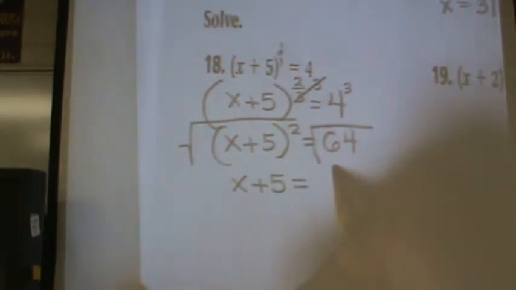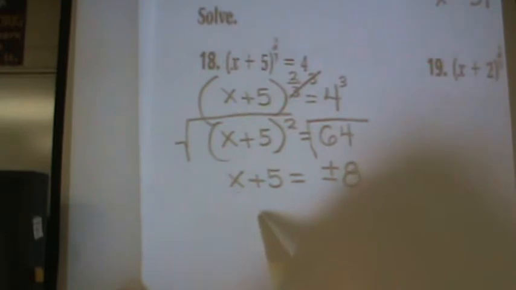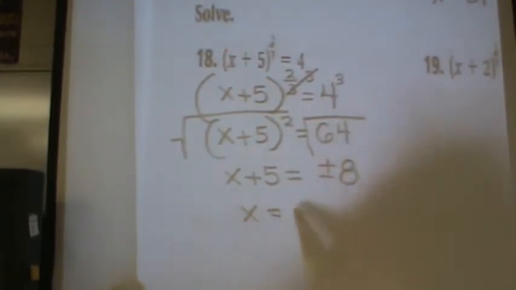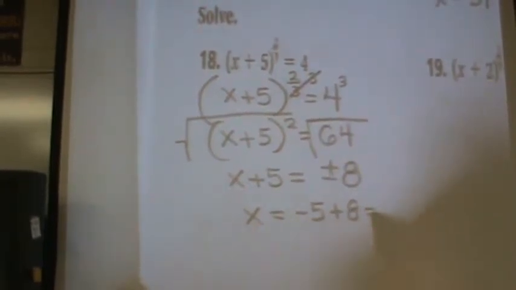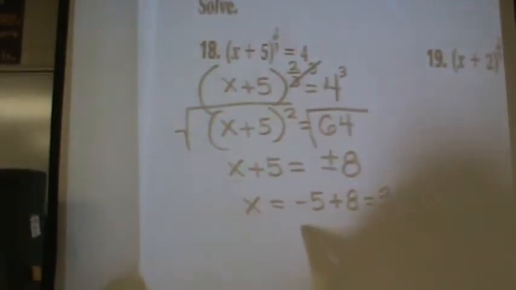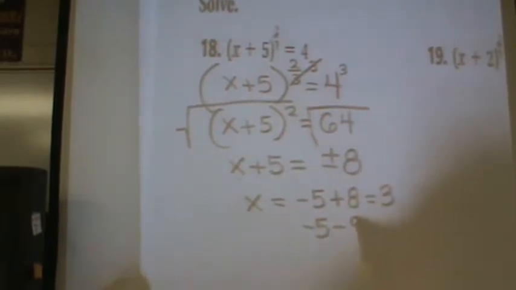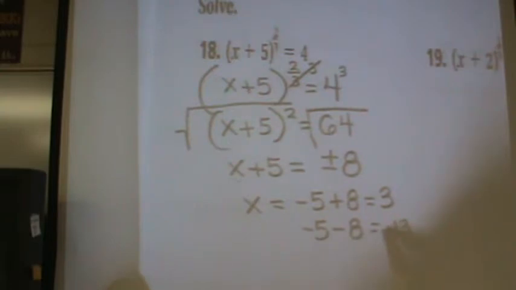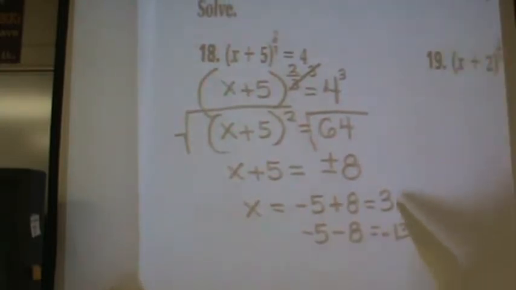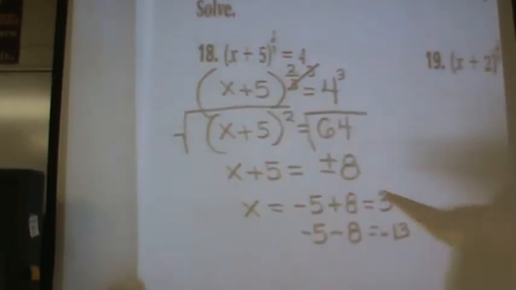Equals what? 8. Plus or minus? When the numerator's even, there are 2 answers here. Then what? What's negative 5 plus 8? 3. And what's negative 5 minus 8? Negative 13. And guess what? If you were to plug both of these answers in, they work.